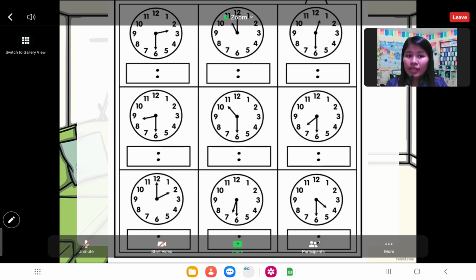Okay? And the longer arrow is pointing at 6. Okay. This one, we will call it 5. We will start at 5. 5, 10, 15, 20, 25, 30. Every 5 minutes interval. Okay, again, where is the shorter arrow pointing at? Is it number 2 or number 3?